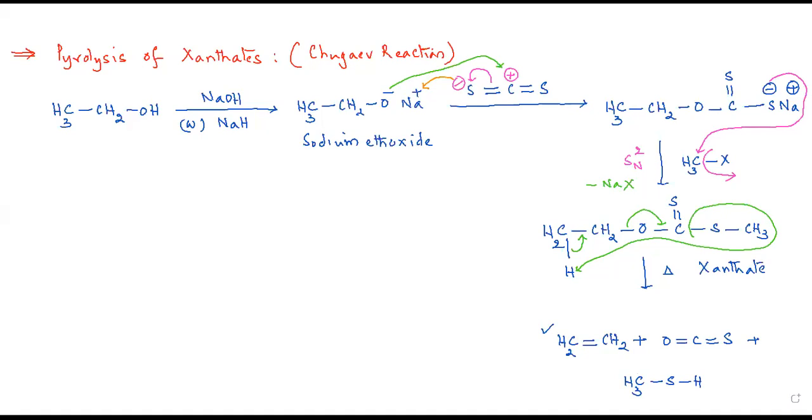Okay. Ethyl alcohol is treated with sodium hydroxide or sodium hydride to form sodium ethoxide in the first step. On reaction with carbon disulfide, followed by reaction with methyl iodide, we get xanthate. Now this xanthate on pyrolysis, that means on heating, gives ethylene. Let me show you what happens, giving the mechanism.